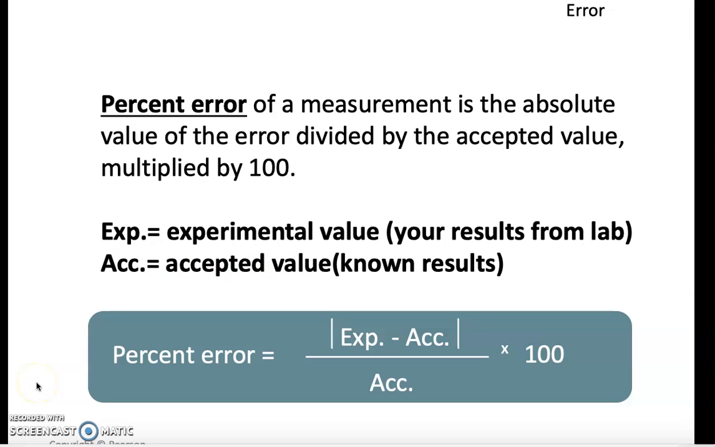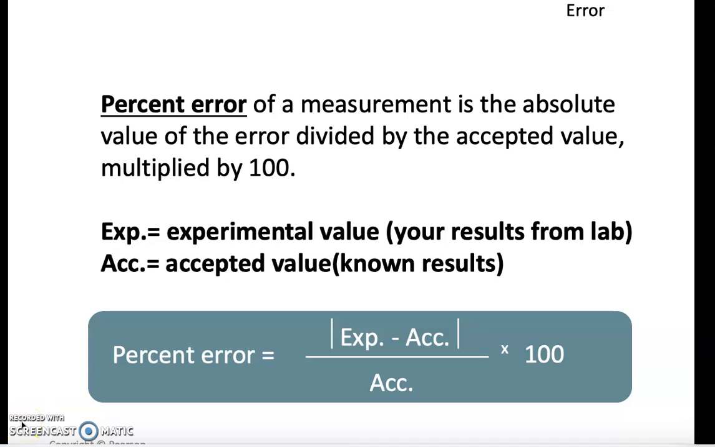Okay, so here you go. Percent error equals the absolute value of your experimental minus your accepted, and that numerator is your error, divided by your accepted value, times 100. So it's very straightforward. It's not supposed to be a hard formula, just that in the numerator you must take the absolute value.